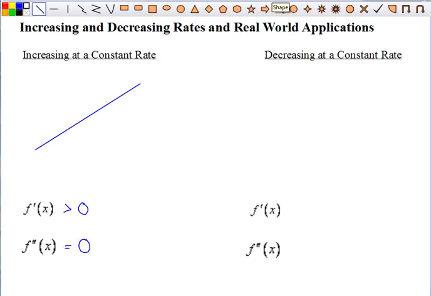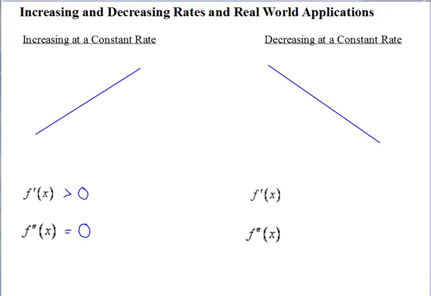Similarly, if something's decreasing at a constant rate, that means the slope or rate is constant. That'd be a linear equation with a negative slope like that. So since it's decreasing, the first derivative would be negative, or less than 0, and the second derivative, again, since it's not concave up or concave down, would equal 0.